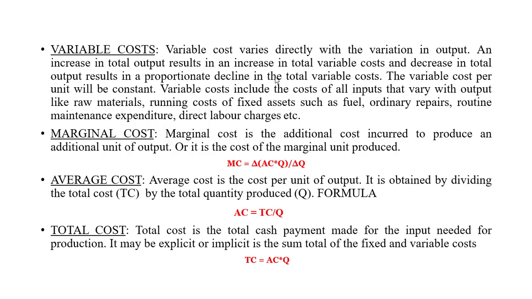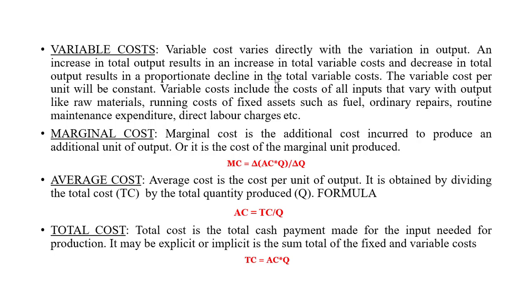So this way, how much you are going to produce depends on how much input you require. If you need more output, you have to produce more, then your input also has to change. That is known as variable cost, and it changes directly with the variation in the output.